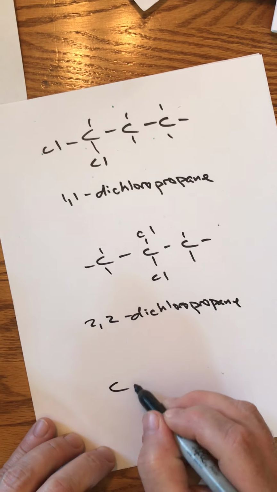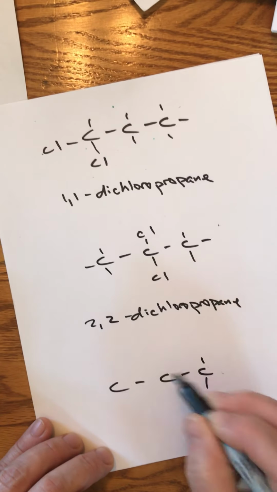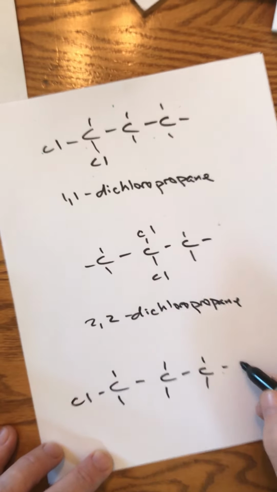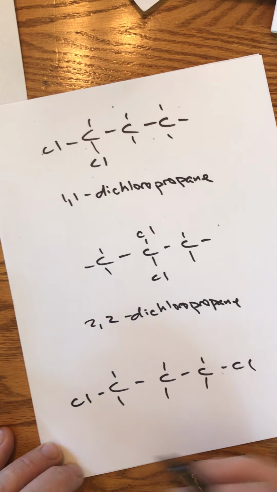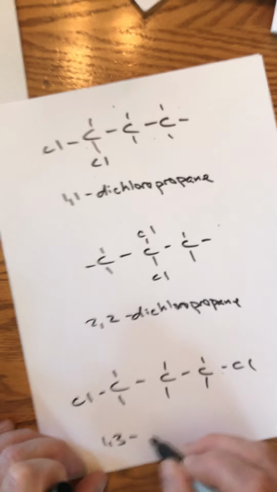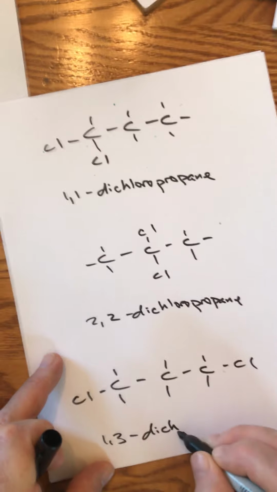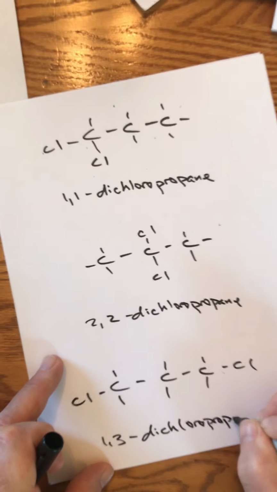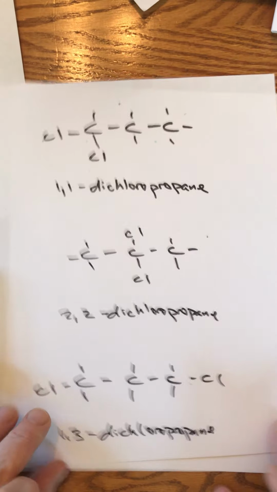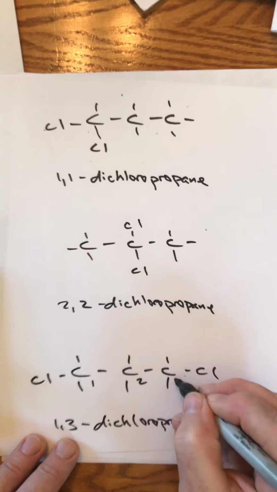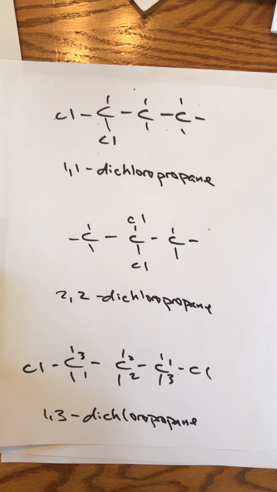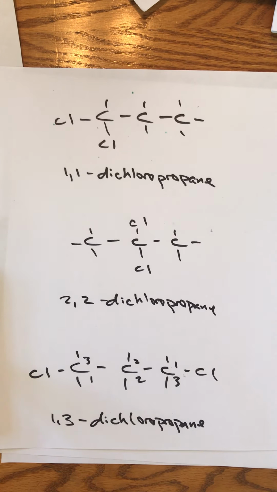So what if I split them up? Put one here and one here. 1,3-dichloropropane. If that's number 1, that's number 2, that's number 3. If that's number 1, that's number 2, that's number 3. I can't call them both 1, so it's 1,3-dichloropropane.